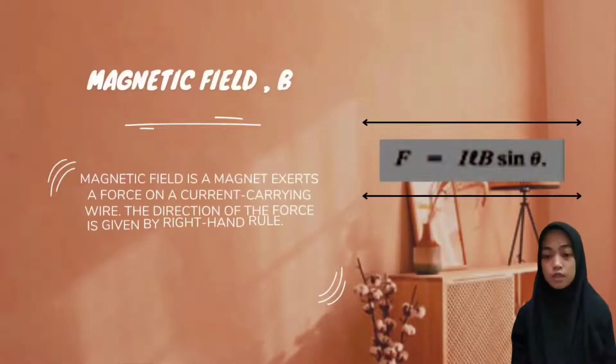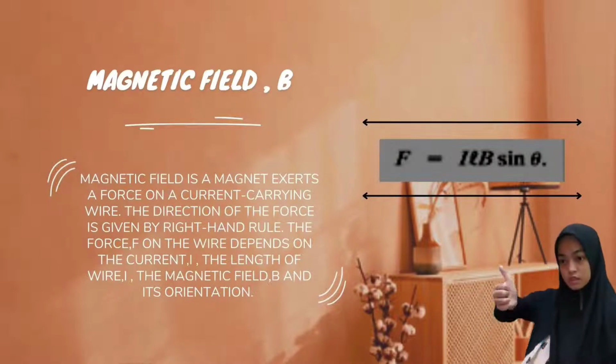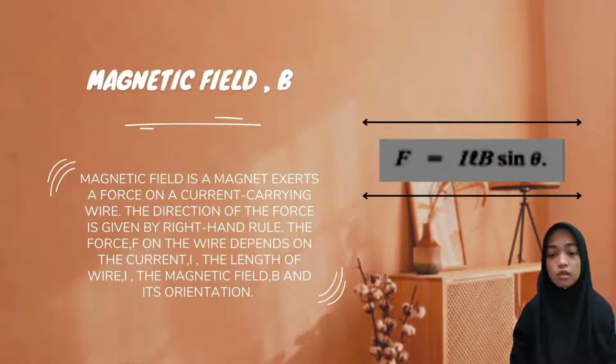I will continue to present about magnetic field due to current. First, a magnet exerts a force on a current carrying wire. The direction of the force is given by a right hand rule, like this. The force on the wire depends on the current, the length of wire, the magnetic field, and its orientation. So the formula is magnetic force equals current multiplied by length multiplied by magnetic field multiplied by sin theta. Theta we can get from the angle between the current and the magnetic field.